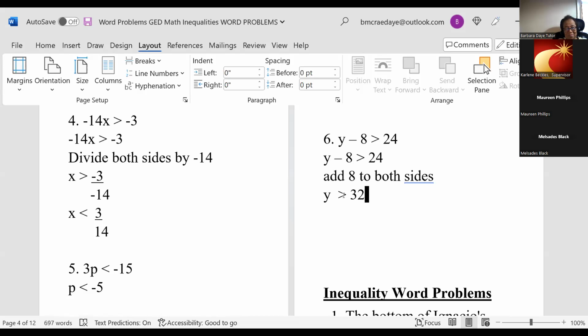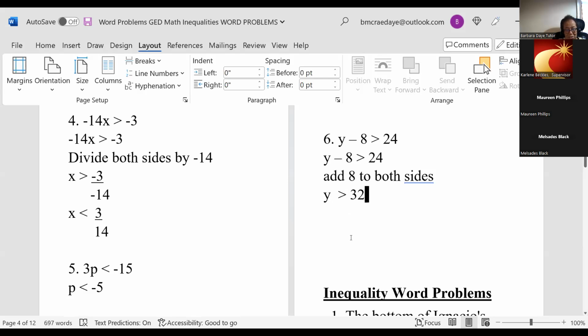Miss, why would we say y is greater than 32? Isn't that what you said up here? Yes. So we didn't multiply or divide by a negative, so it becomes y greater than 32. We don't change that inequality symbol unless we multiply or divide by a negative. Since we didn't, it will just stay greater than. Right? Yes.